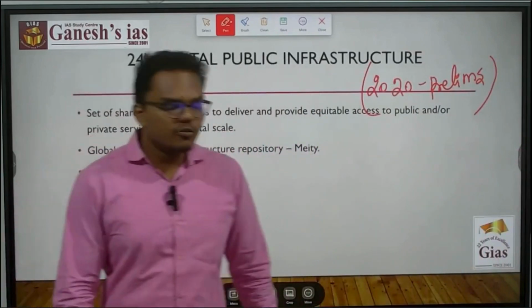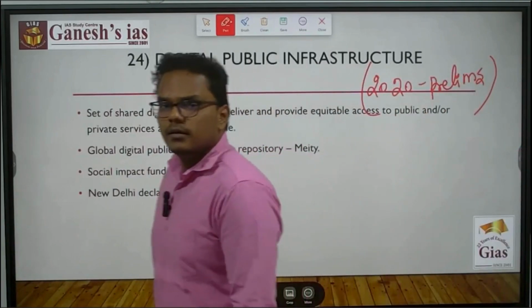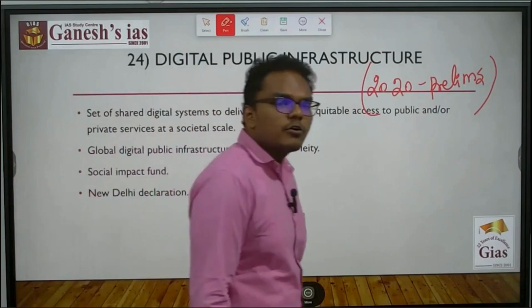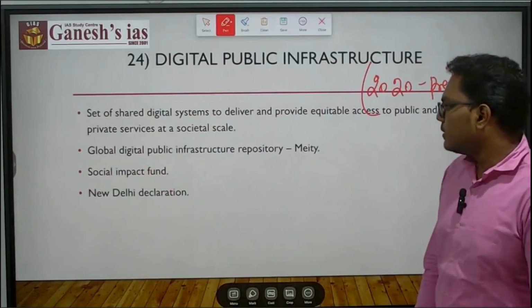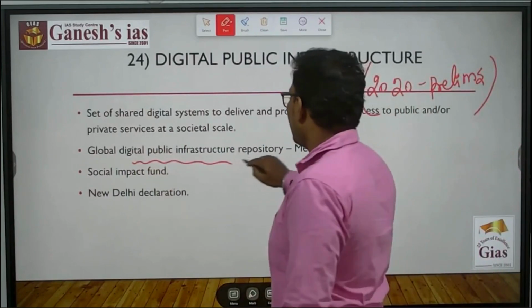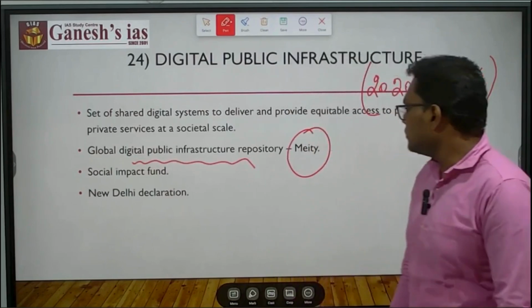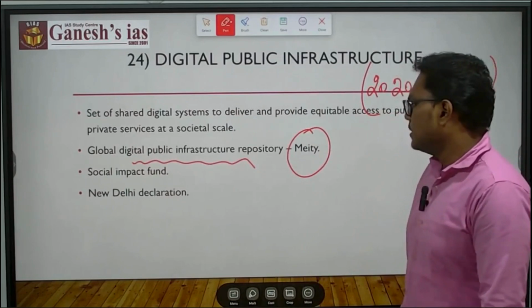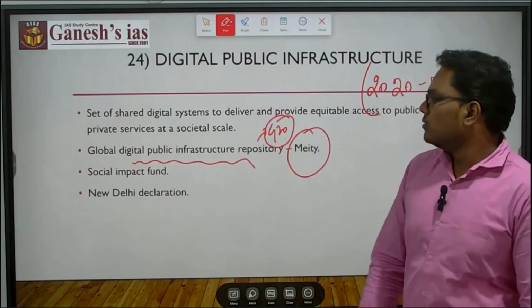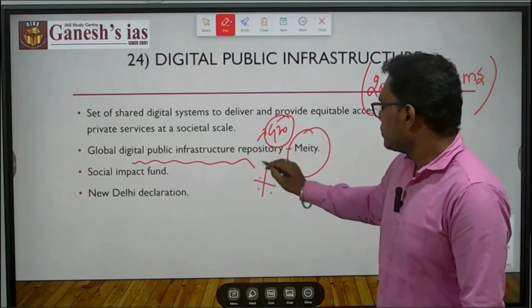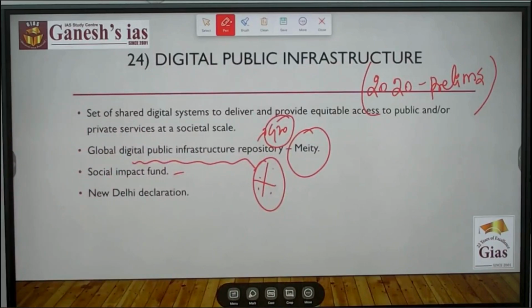Make sure that you are thorough before entering the prelims exam hall, because economic survey is a government document, and it's more likely that you can expect terms that are asked in government documents directly. So this is the definition that I've put up. And recently you had this Global Digital Public Infrastructure Repository, which works under the Ministry of Electronics and Information Technology, MeitY. And then this was accepted as a part of the G20 New Delhi Declaration. So this is something very, very important. And then you just try to understand what this social impact fund is.